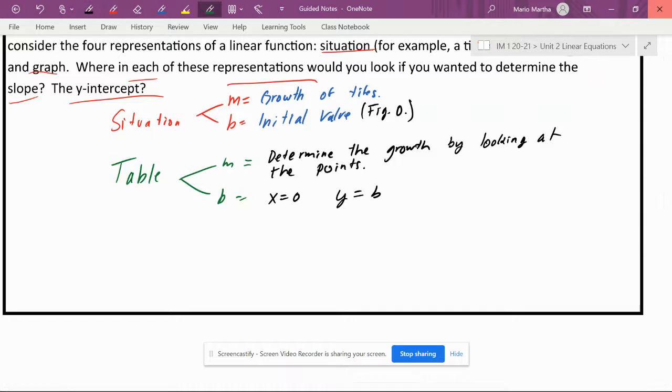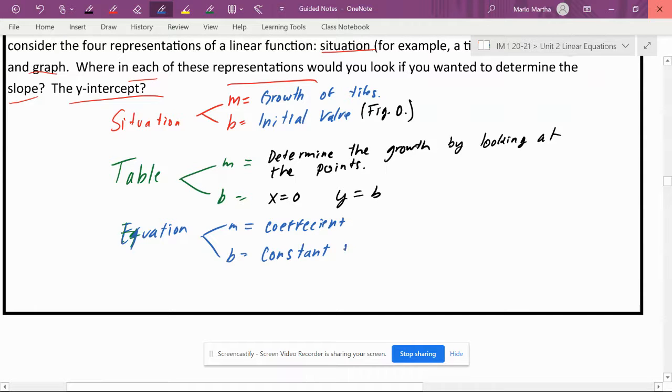Okay, and then an equation, finally, the next one. If we're looking at that, then m is our coefficient, and b is our constant number. That's in your y equals mx plus b. So m is a number that multiplies the x, which is the slope, and b is a constant number.